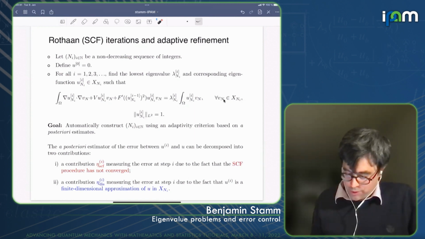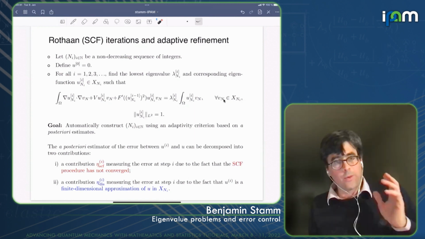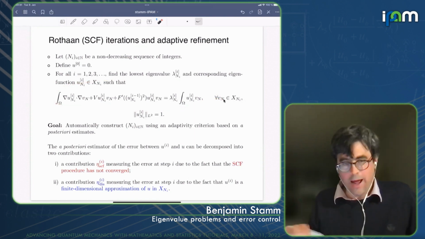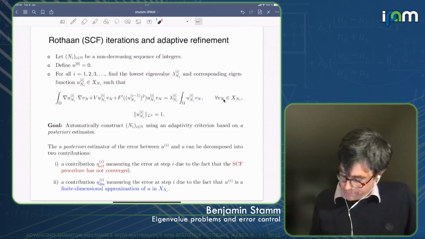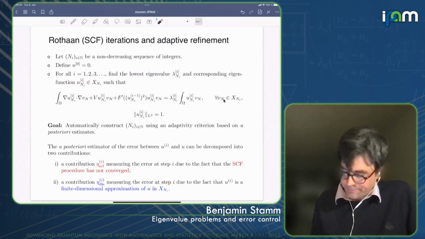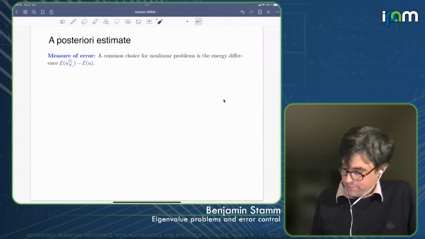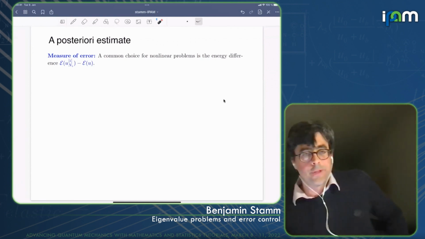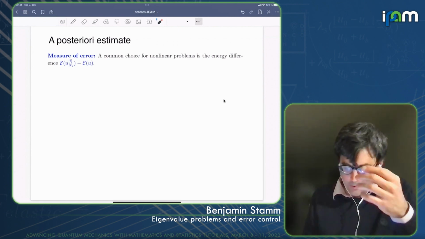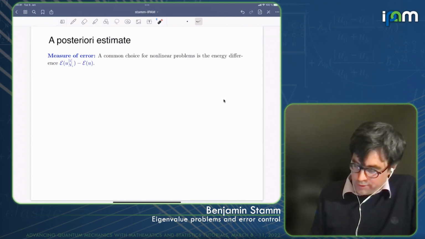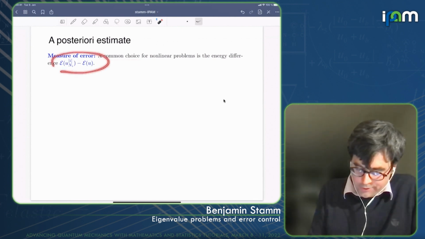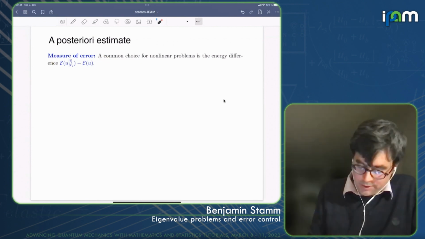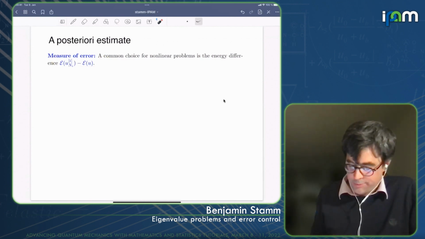Now we would like to have error control of this, and we would like to distinguish between the error of not yet having solved the nonlinearity and the error of the solution that comes from the fact that we only have a discrete space. I will explain how we do that, and we need to speak now about the measure of the error. This part of the talk is not about the density matrices and the space, but about the energy. It is a common choice for nonlinear problems to look at energy differences. If your only goal is to have an accurate energy, then that's your quantity of interest. You want this to be as small as possible.